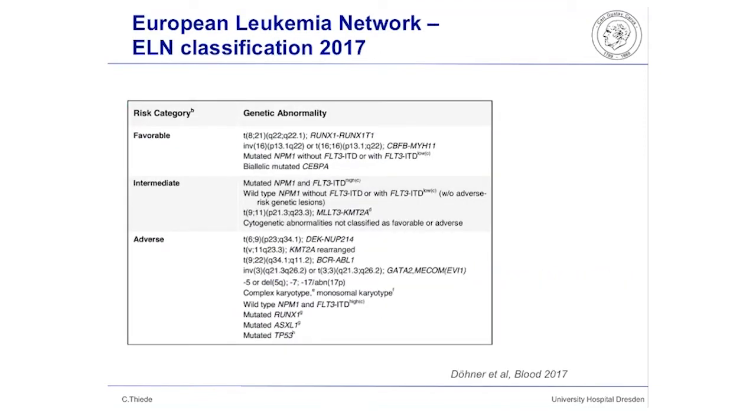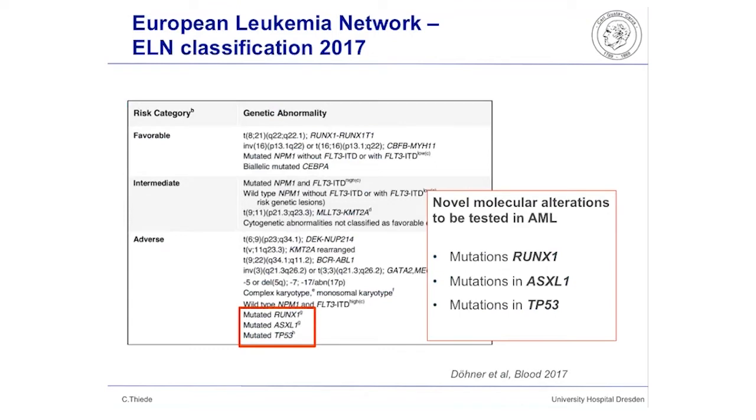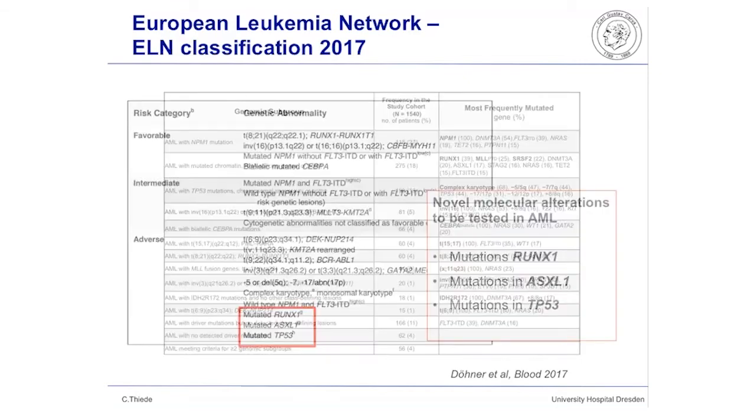More recently, the new ELN classification of the European Leukemia Network, published by Döhner et al. 2017, also involves a comprehensive list of mutations in genes like NPM1, FLT3, or CEBPA-alpha, and a number of novel alterations like RUNX1, ASXL1, or TP53 to define the individual risk of patients to respond to treatment with chemotherapy. And this clearly shows that we do need more comprehensive platforms to identify these alterations.